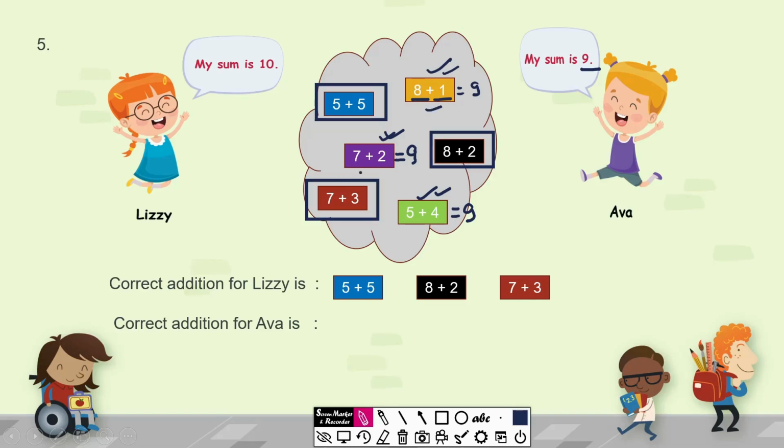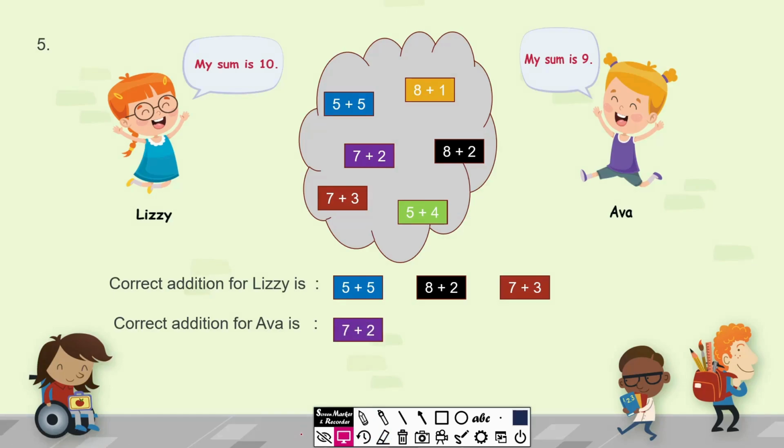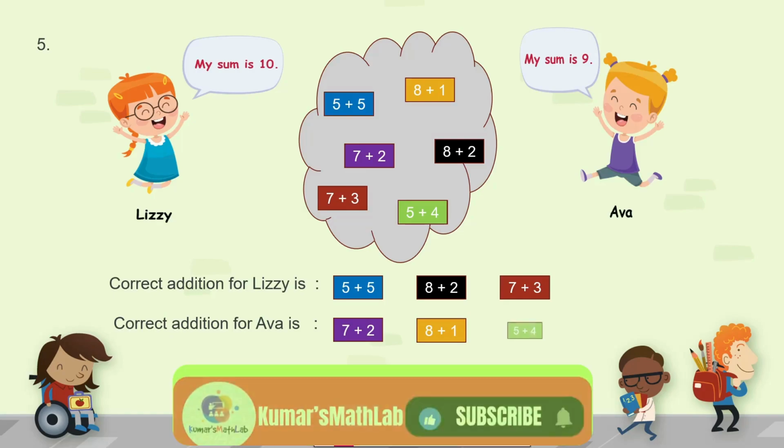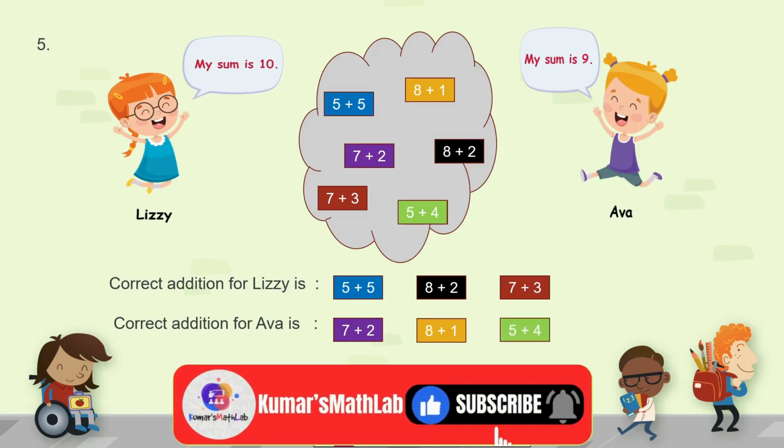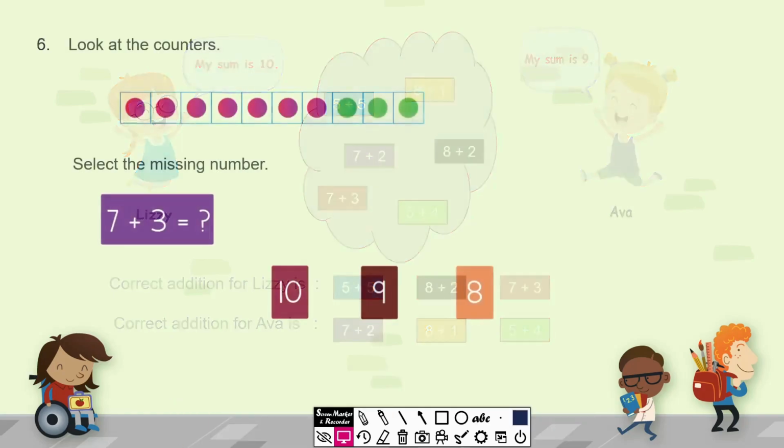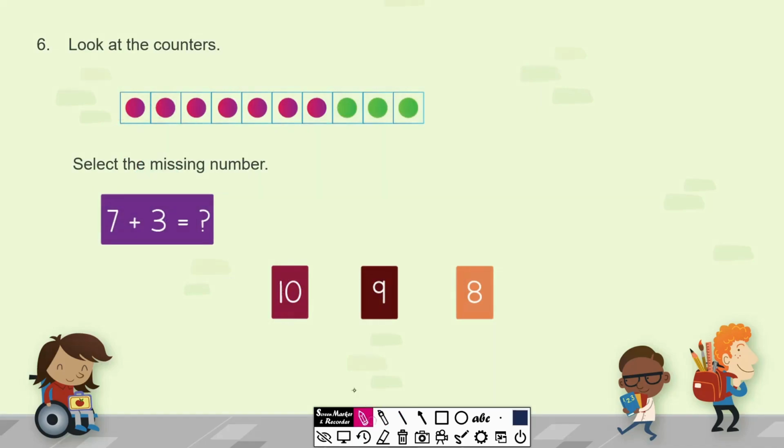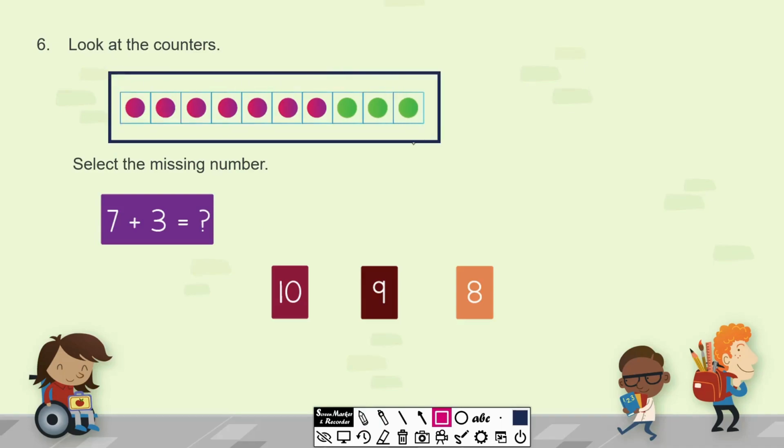So, we'll write these 3 here for the correct addition for Eva. Okay. Let's write it. 7 plus 2 is equal to 9. 8 plus 1 is equal to 9 and 5 plus 4 is equal to 9. Okay. Very nice. Look at the counters below. These are the purple and green counters we have. Select the missing number.